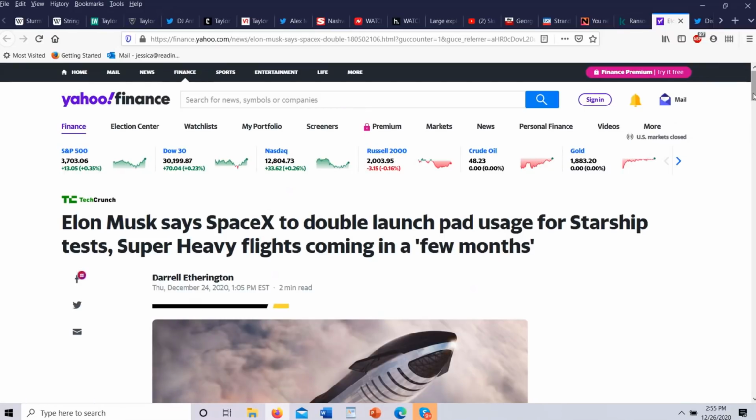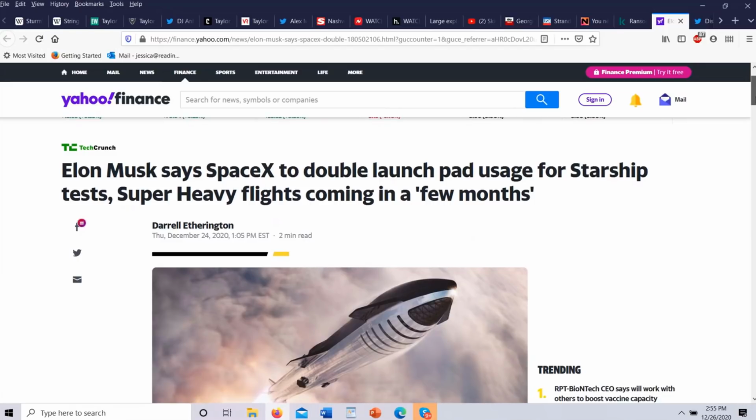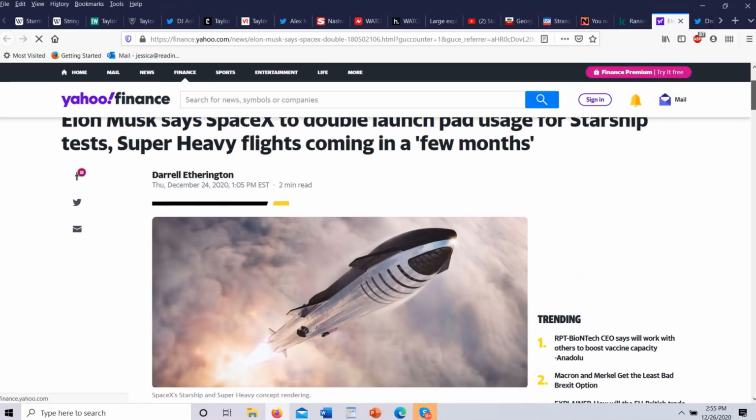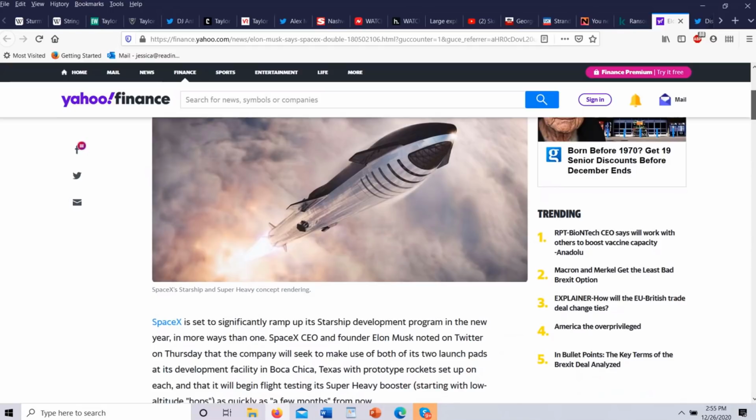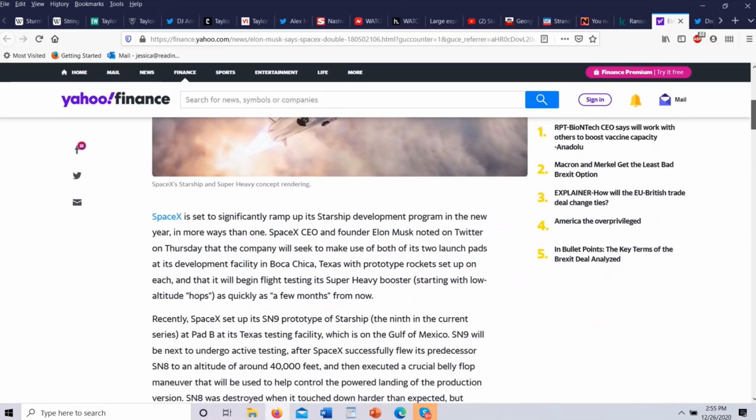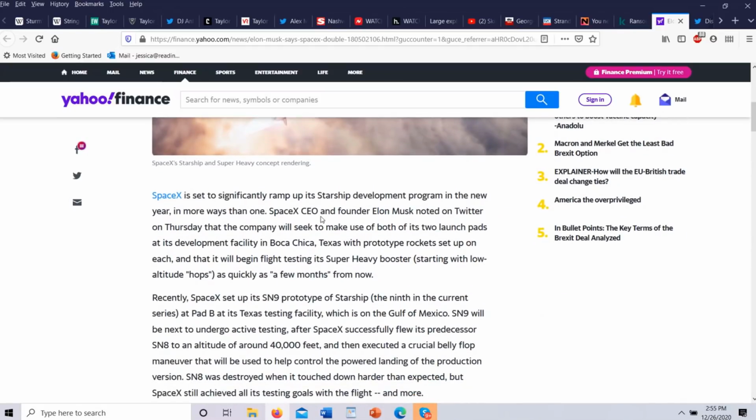It looks like Elon Musk is trying this again. This guy keeps on trying to do something, and Elon Musk says SpaceX to double launch pad usage for Starship tests, super heavy flights coming in a few months. I mean, he keeps on messing around with stuff. What in the world is he doing? And now he's trying in Texas, I guess.